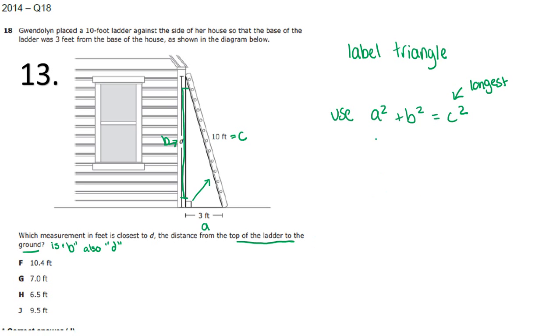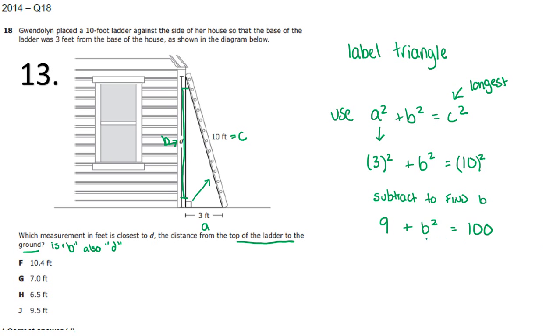Alright, so let's plug in what we know. We know A is 3 squared. We do not know B, and we know C is 10 squared. This time we're not just going to add them together. This time we have to subtract to find our B. But before we subtract, let's figure out what 3 squared is. So type that in. 3 squared is 9. 10 squared is 100.